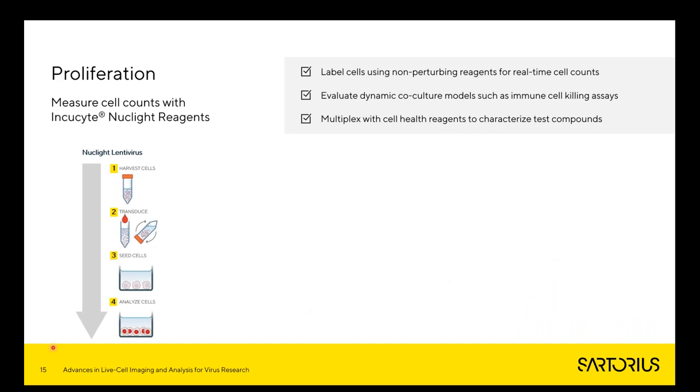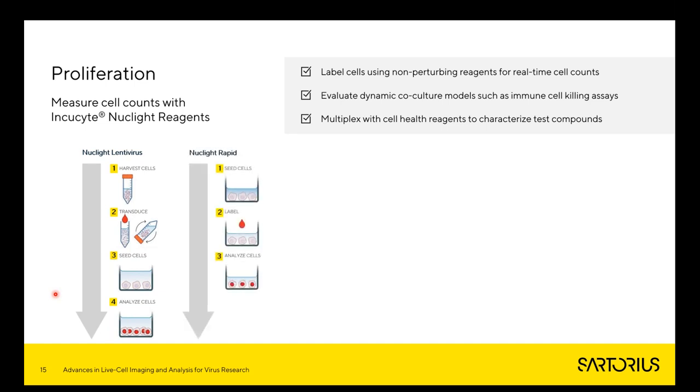Another approach to measure proliferation is by performing quantitative cell counts, using a lentiviral approach to express a fluorescent reporter in the cell nucleus. This is the same approach that's often used in virus-host interaction studies, for example using a GFP-tagged virus to monitor virus infection in the host cells. However, in this example, we are using the Incucyte Nuclight Red lentivirus to transduce cells to express RFP in the nucleus. These RFP-labeled nuclei can then be quantified in the Incucyte software.